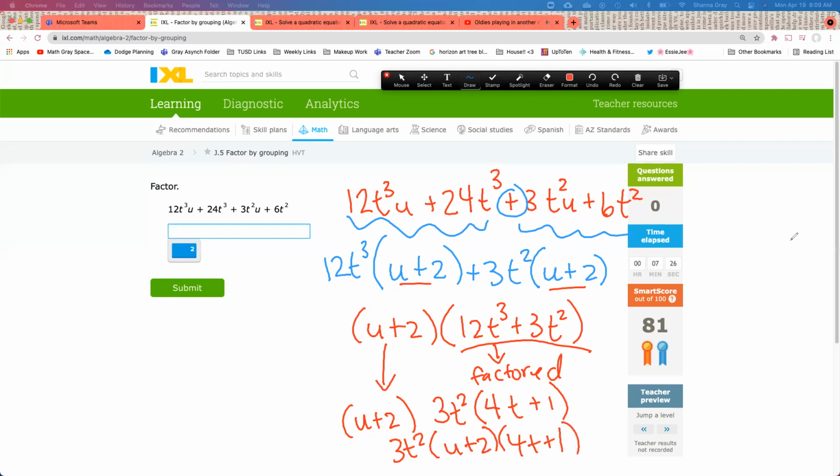Let's type that in. I also wanted to just make sure that you understood that you could do that also at the beginning. So let me show you that too. U plus 2, and then 4t plus 1.